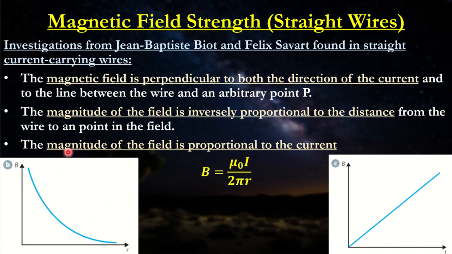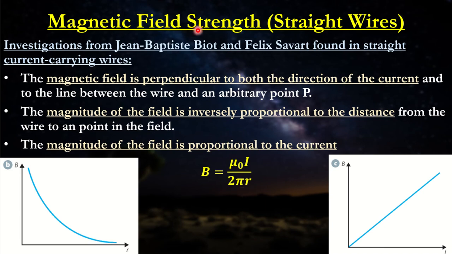relationship there. We also know that the magnitude of the magnetic field is directly proportional to current. So as I increase the electric current of my wire, the magnetic field strength will also increase. So after all that, we get this little equation here. So 2 pi r, that's to represent the fact that a magnetic field will go in a radial direction.